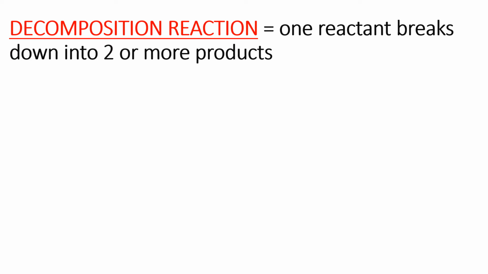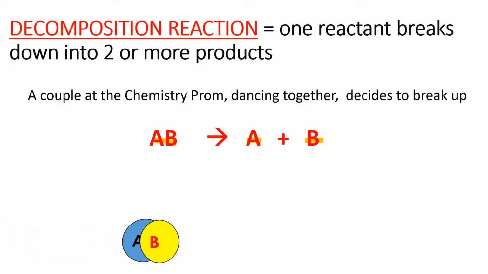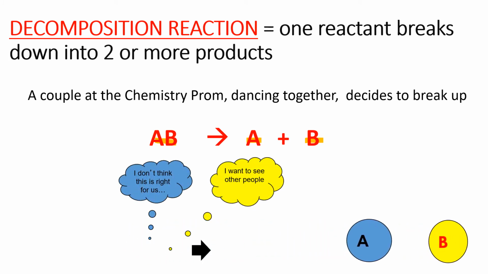So next is the decomposition reaction. One reactant breaks down into 2 or more products. So similarly, in a chemistry prom, a couple dancing together decides to break up. So we have one reactant decomposed into its components.